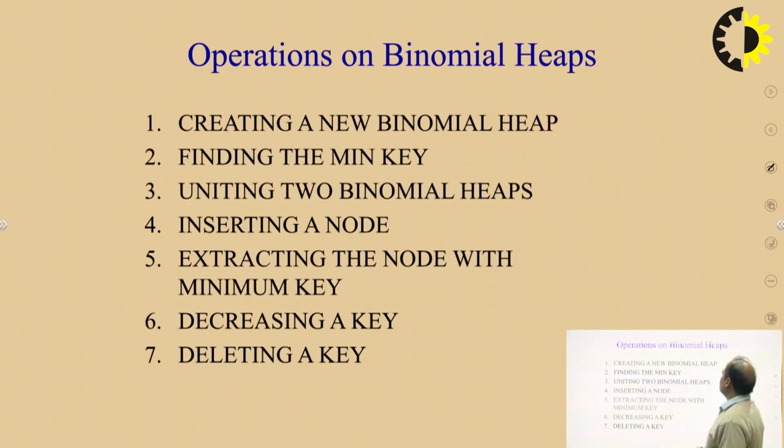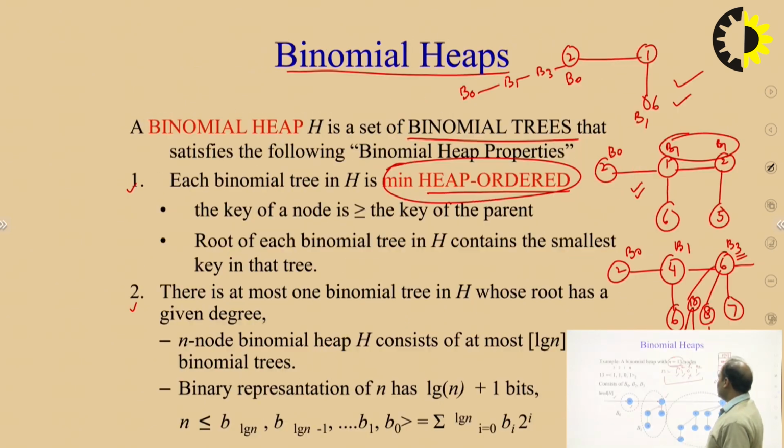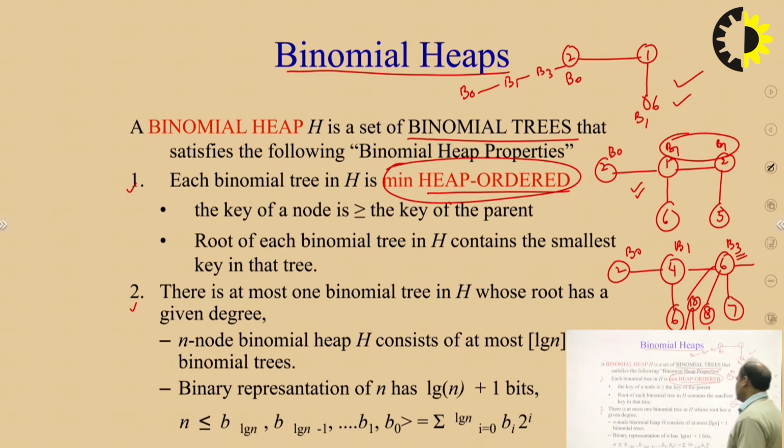So this is the representation of the binomial heap. One more important property is that the binary representation has a maximum number of bits: log base 2 of n plus 1 bits. Suppose you have 15 nodes. So this is log 2 15 plus 1.